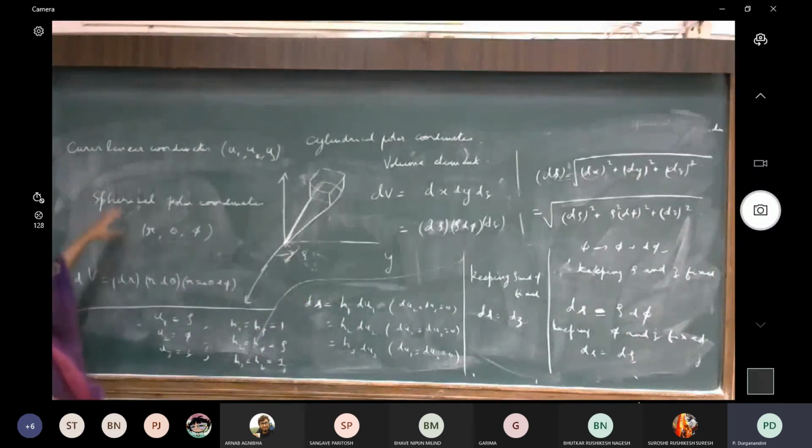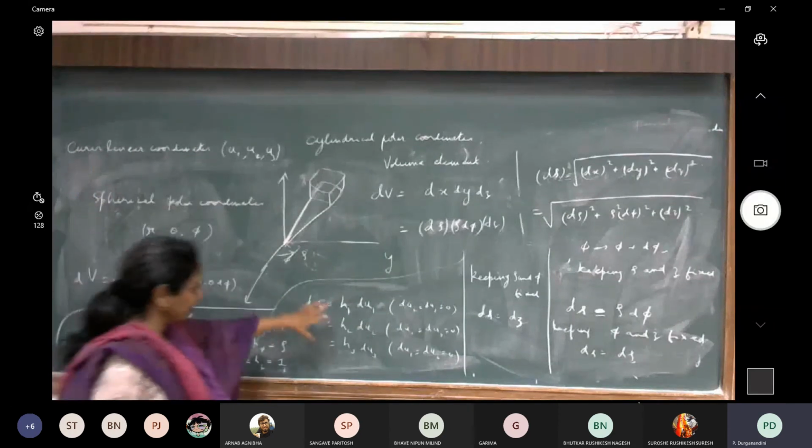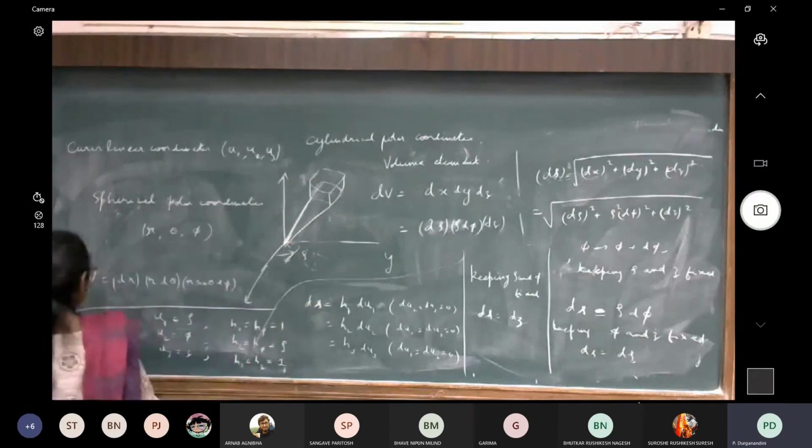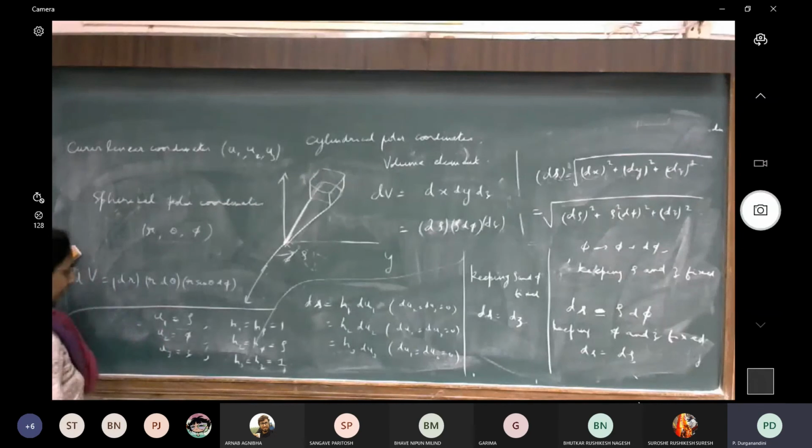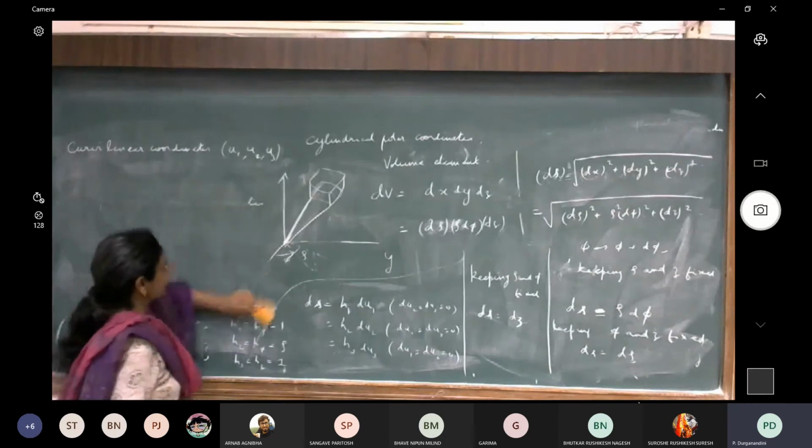And if you now look at your volume element, that is simply going to become h1, h2, h3 times du1, du2, du3. All right, I'll stop here. We'll continue with this tomorrow.